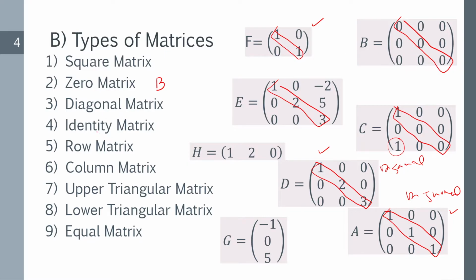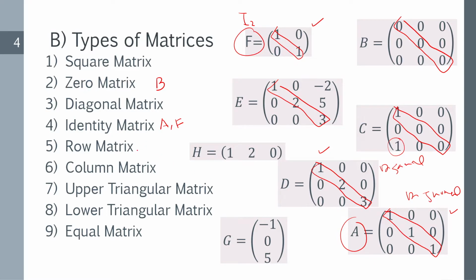Identity means that it must be a diagonal matrix, and all the elements on the diagonal must be 1. So just now we had F, D, and A as diagonal matrices, but only for A and F are the diagonal entries 1, so they are identity matrices. F is the identity matrix I2, meaning of size 2, and A is the identity matrix of size 3.